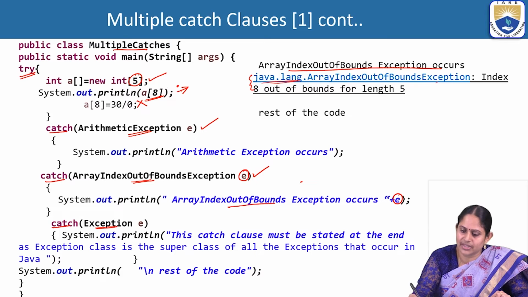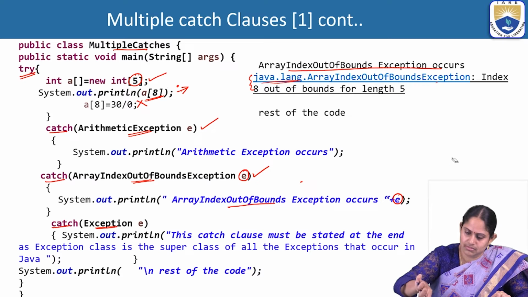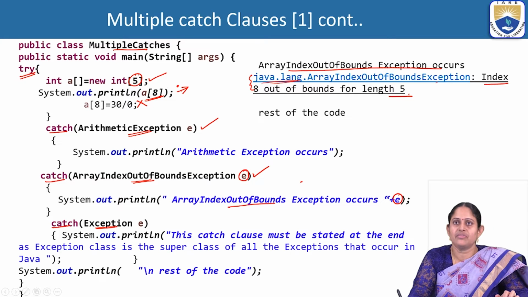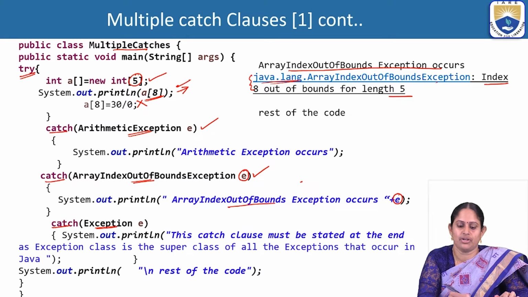So this is the index. Index 8 is out of bounds for length 5. This is the exception which was thrown at this point: array index out of bound.